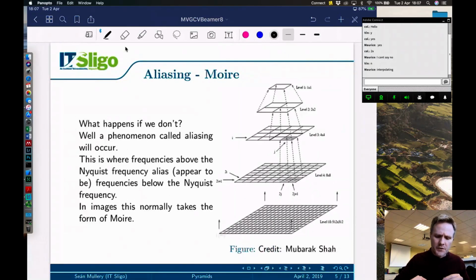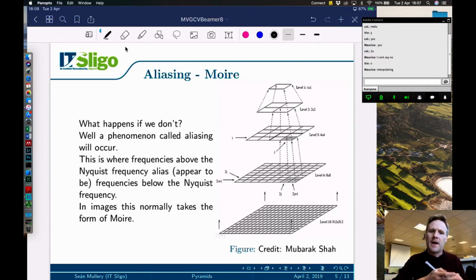So if we don't, we get a thing called aliasing, which is something that happens when you just sample in the first place, if you're sampling an analog signal. But if you already have a digital signal and you downsample in some way, then you will have the exact same effect occur. This phenomenon called aliasing is where the frequencies above the Nyquist frequency alias, or appear to be frequencies below the Nyquist frequency. In images, this normally takes the form of moire. This is the sort of thing you see when somebody turns up with a striped shirt on a TV program, and it looks almost electric because it's actually showing up as different frequencies than it should be.